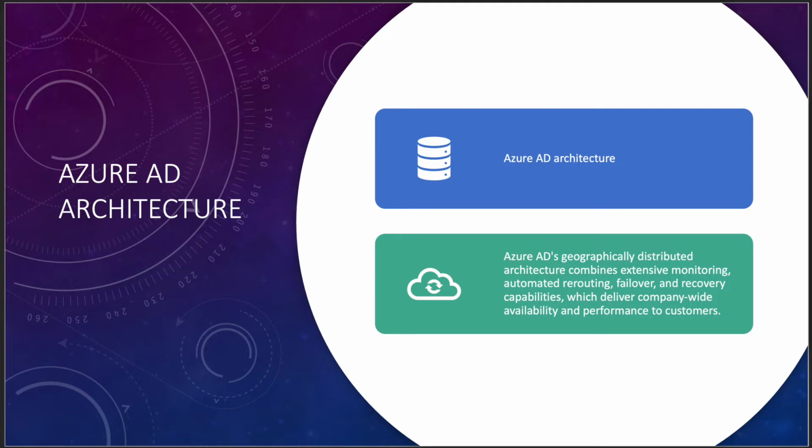So the big thing on this one is you take a look at how Active Directory is actually architected internally. You need to know that Active Directory is actually baked into Azure itself. It is distributed throughout the entire architecture. It combines extensive monitoring, rerouting, and failover. It is hugely disaster recovery and resilient. So you can deliver company-wide availability and performance to customers, because that's what Microsoft needs to do. You don't have to worry about that. They'll take care of it.